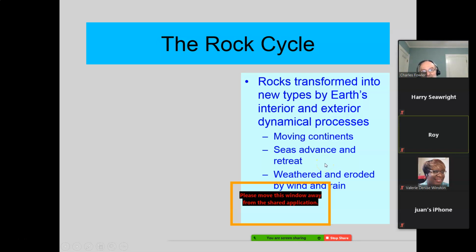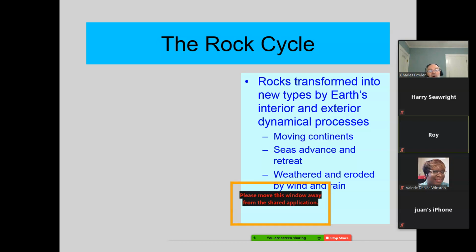Even old established rock, and we'll talk about this in a couple chapters from now, they are weathered and then eroded. Weathered means they're broken down into smaller pieces, and eroded means carried off and carried somewhere else. That can be weathered and eroded by either wind or by rain. Wind and water are your big eroders, and water is by far the biggest eroder and weatherer, okay? Though wind can do some definite damage as well.